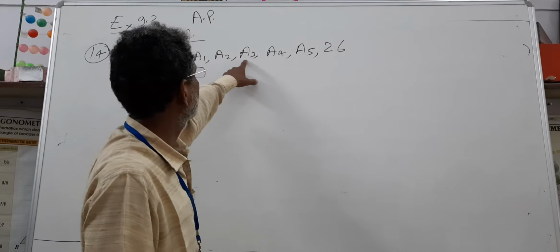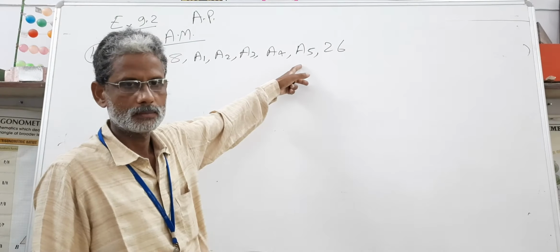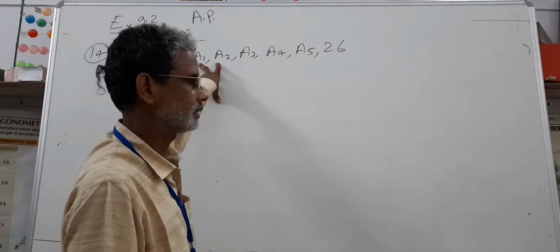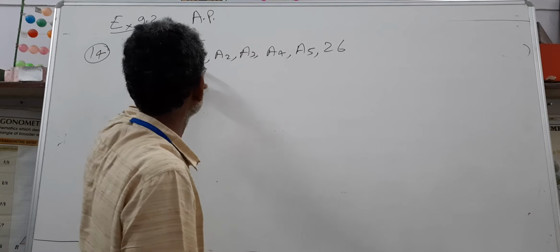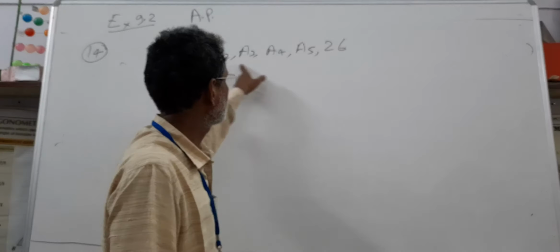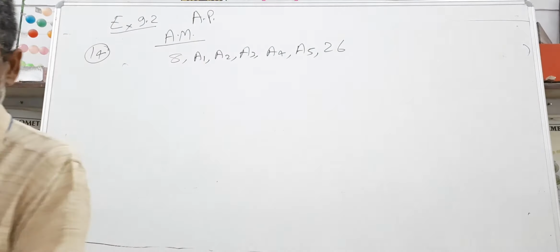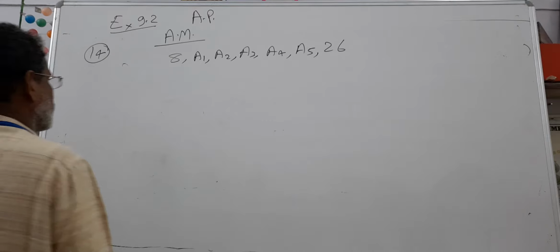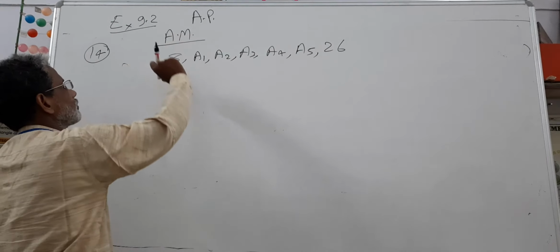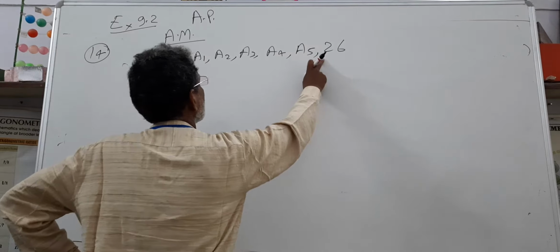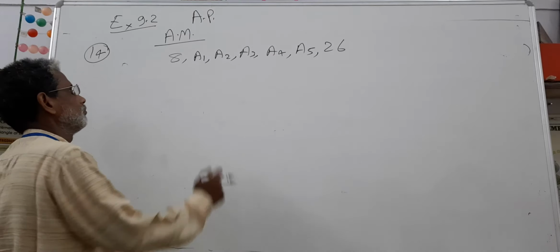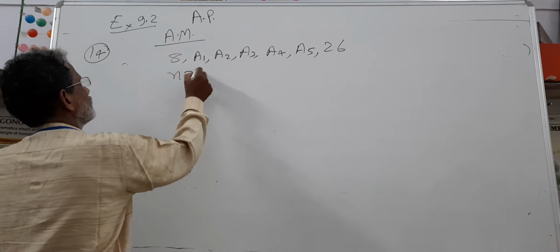Arithmetic means are denoted by capital letter. In AM it is denoted by capital A, in GM it will be denoted by capital G. In between 8 and 26, 5 numbers are inserted in such a way that resulting sequence forms an AP. You are required to find the numbers. As you see here, 5 inserted numbers and 26 and 8, there are total 7 numbers. Here n is equal to 7.